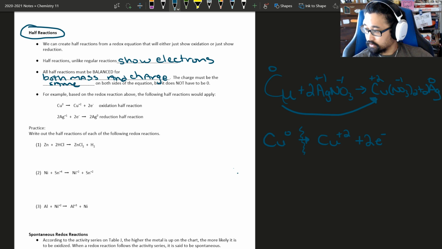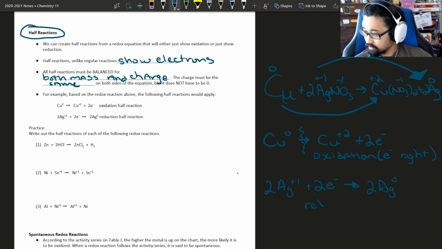The other half reaction looks like this. It's the story of the silver. So half reactions only tell the other story. So 2 silvers with a plus 1 charge. I'm leaving a bunch of space intentionally, turn into 2 silvers and a 0 charge. And this time I need to add the electrons to the left side. Right. This one here is oxidation with the electrons on the right.